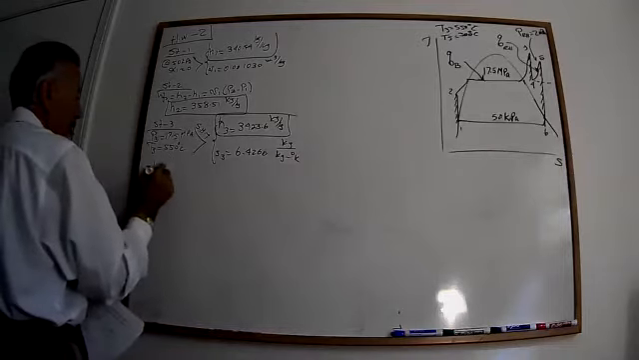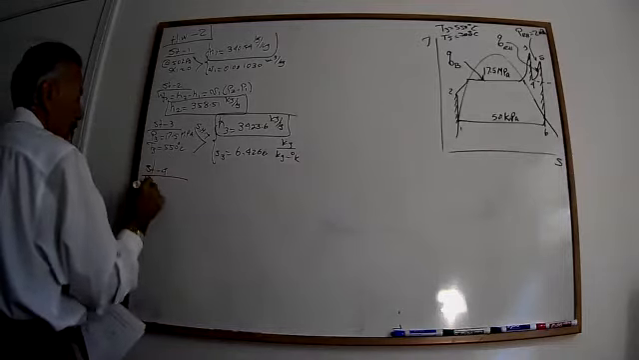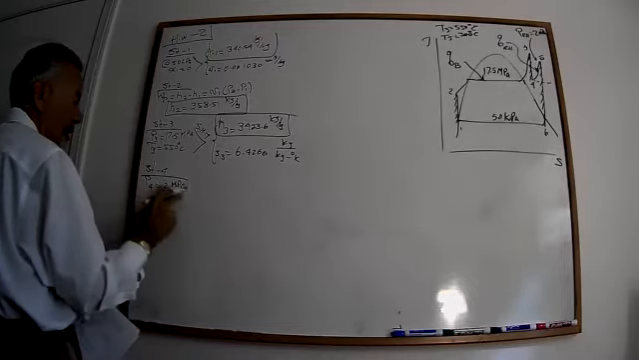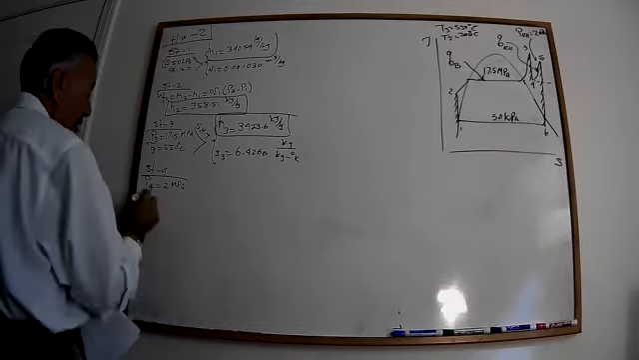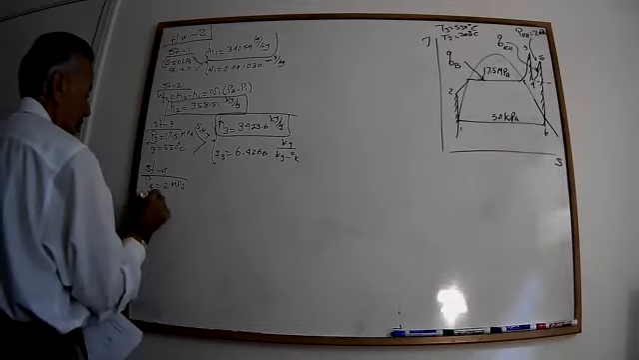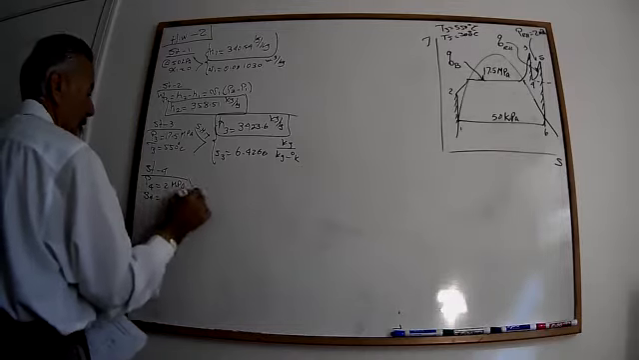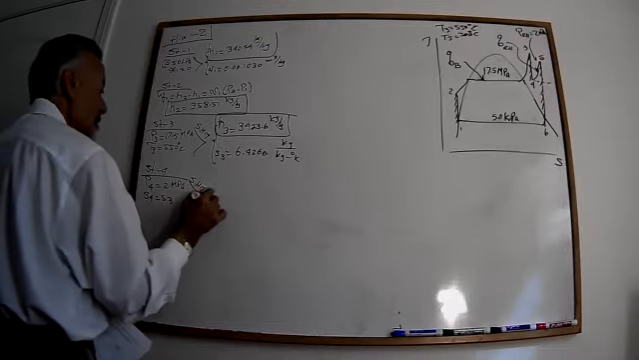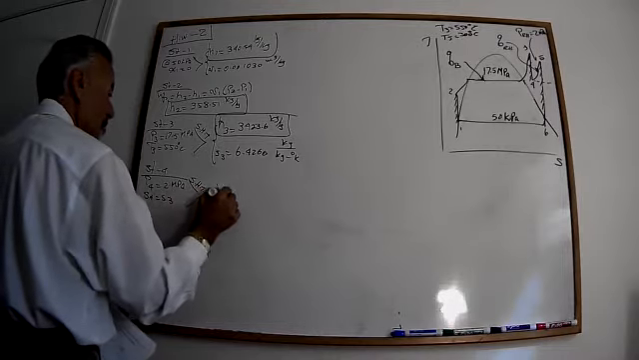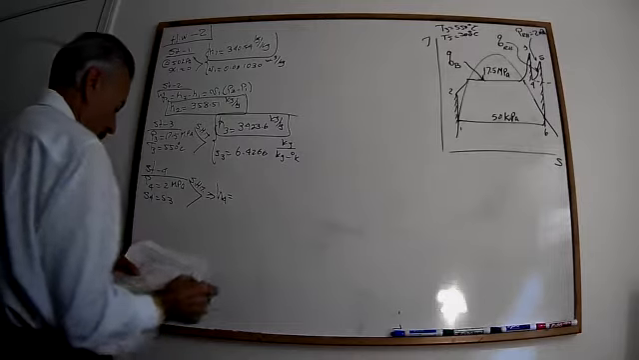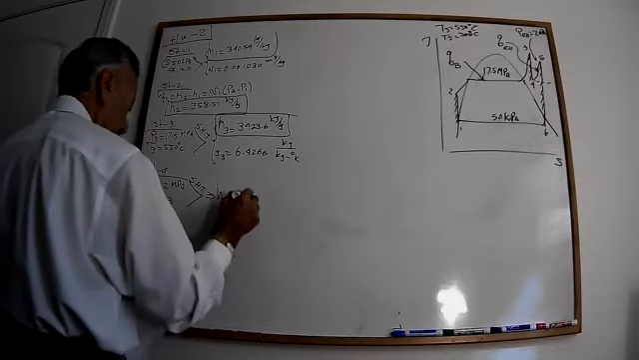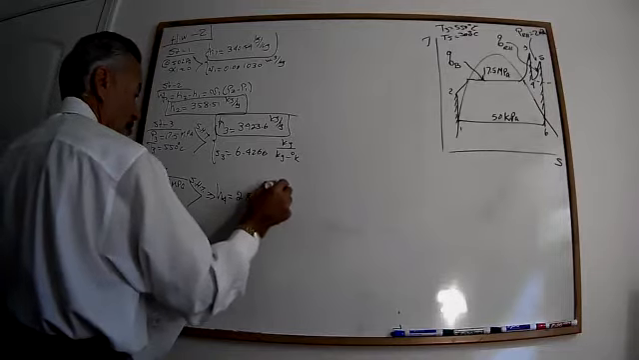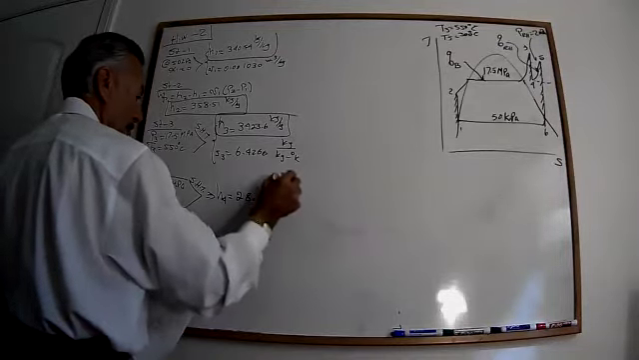At state 4, we have P4 equal to 2 megapascal, that's our reheat pressure, and S4 is equal to S3. Once again, we are in a superheated table. From here, we find the value of H4, which is 2841.5 kilojoule per kilogram.